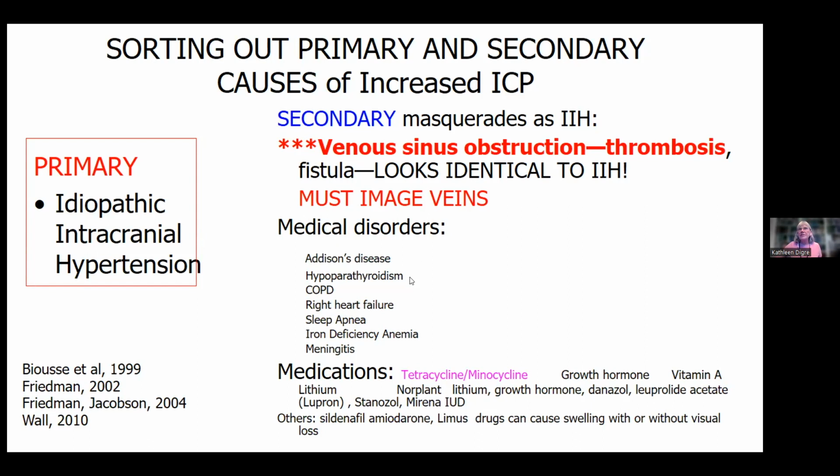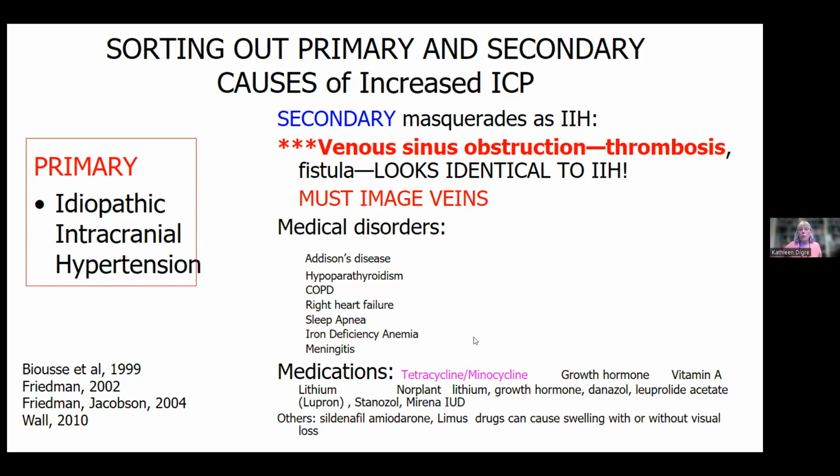Hypoparathyroidism. This is a disease of the parathyroid gland, which lives in our thyroid gland. Chronic obstructive pulmonary disease can create high pressure, as can right heart failure, sleep apnea, iron deficiency anemia, and even, as I said, meningitis can look like it's intracranial hypertension with papilledema, raised pressure, but the spinal fluid is abnormal.